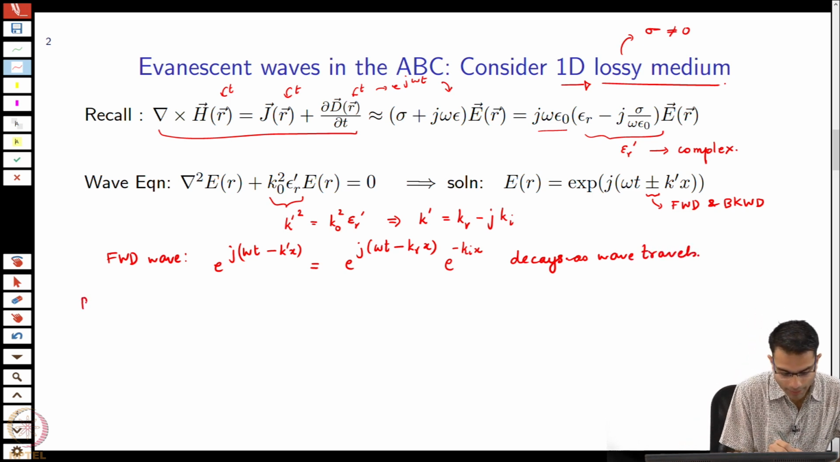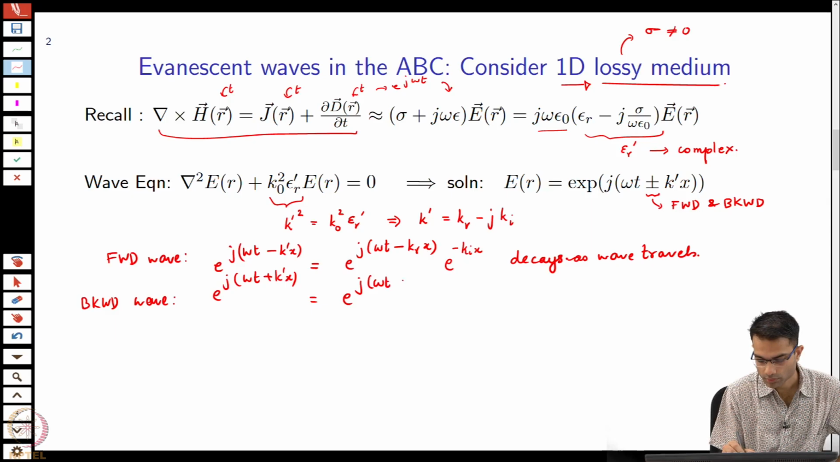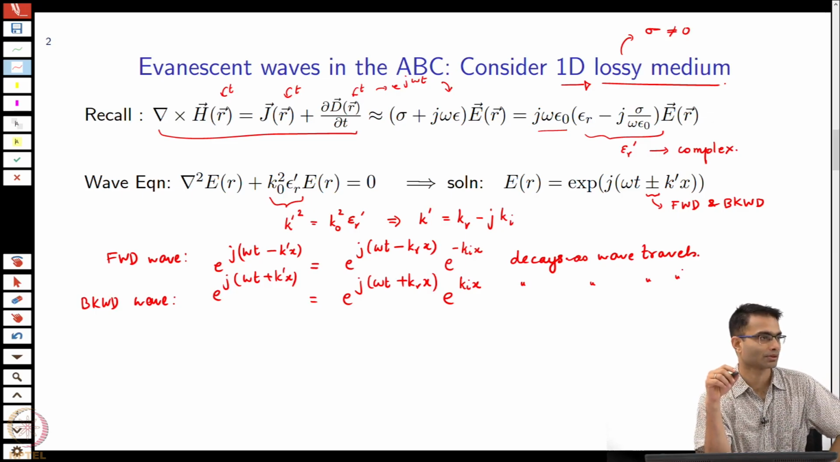Okay. And the backward wave has plus k prime x. Okay. Does this wave decay? It had better decay. It is decaying, right? Which direction is this wave traveling? It is traveling in the minus x direction. So, x is decreasing over here, right. So, this wave will also decay as it travels. So, it is correct. Always check that you are getting a physically meaningful solution over here.